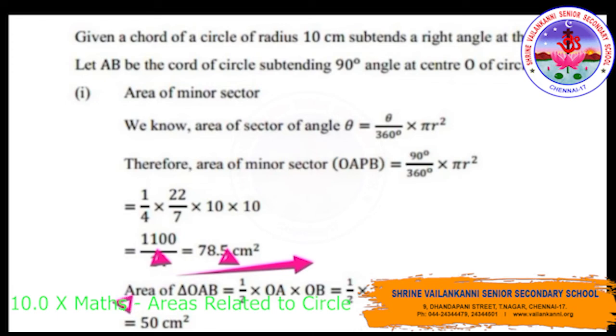Now I need to find the area of the triangle OAB, which is a right angle triangle. Area of a right angle triangle is equal to half into base into height, where my base and height forms the radius of the circle. So I am writing half into OA into OB, which is equal to half into 10 into 10. So I will be getting 50 centimeter square.